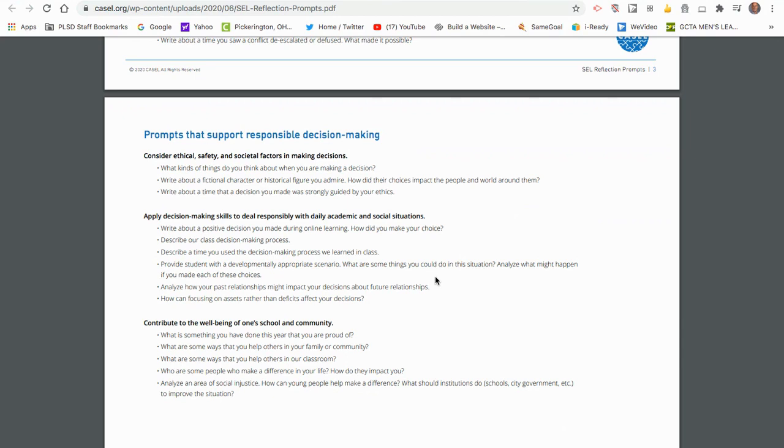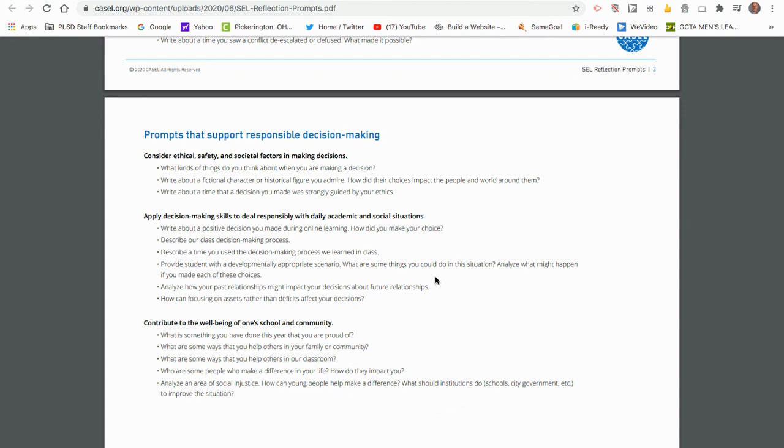Decision-making skills, such as describe a time you used the decision-making process we learned in class, or contribute to the well-being of one's school and community. So this is, what are some ways that you have helped others in our virtual classroom? So these are prompts, reflections.